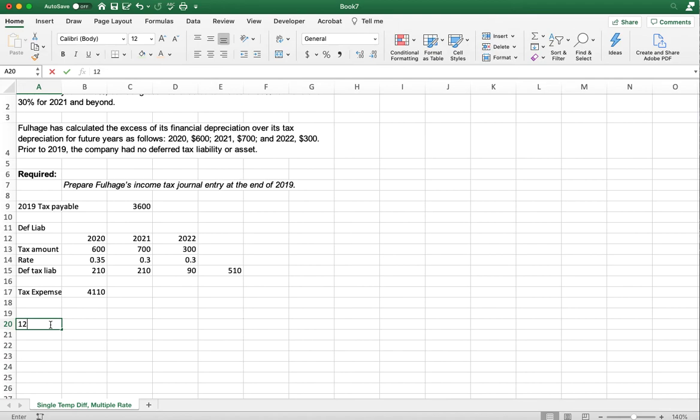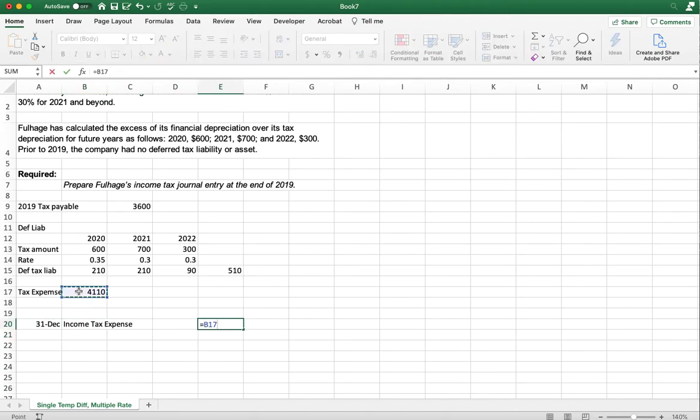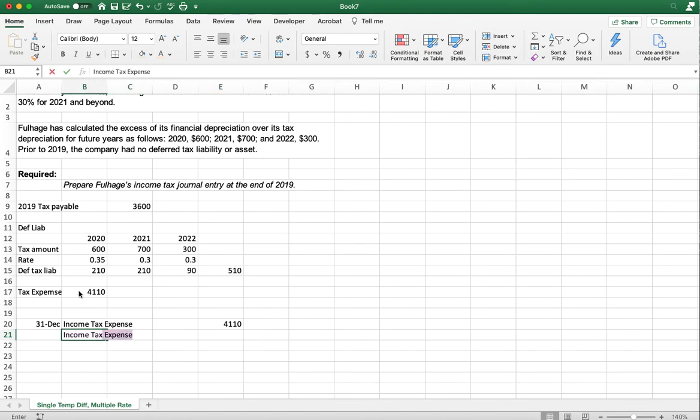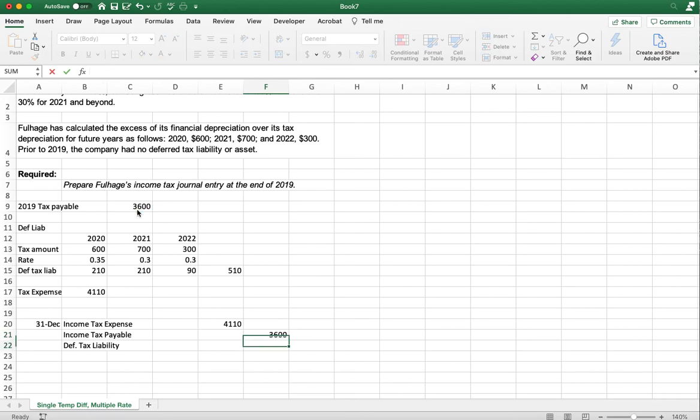So in an income statement, or sorry, not an income statement, our journal entry would have income tax expense, and that would be equal to our $4,110. And then we'll have the income tax payable as well as the deferred tax liability. And we already have these numbers ready for us. The tax payable is the $3,600 and the deferred tax liability is the $510.